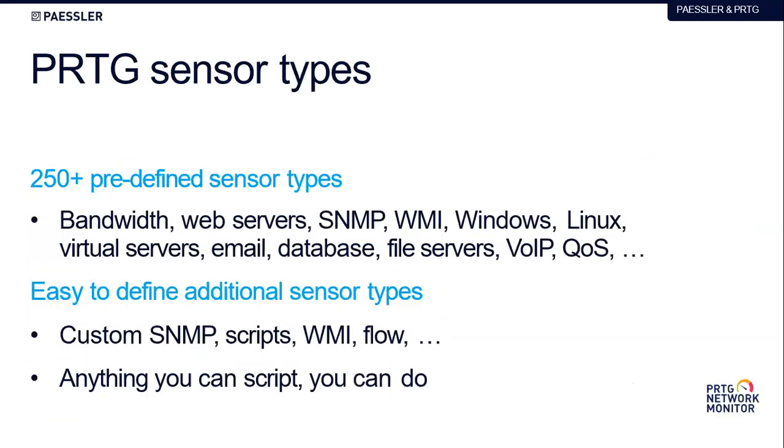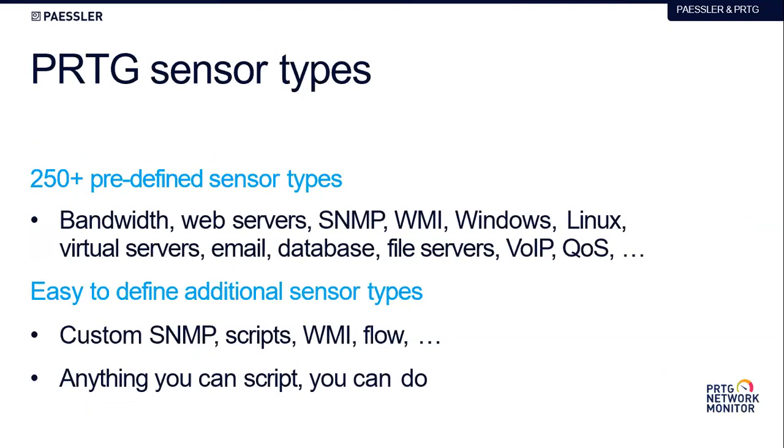So for PRTG, we actually cover over 250 predefined sensor types, including bandwidth, web server, SNMP, WMI, email, database, file server, and much more. Of course, if you want to define some additional sensor types, such as custom SNMP, scripting, WMI, and any script that you have customized, you can include it in PRTG as well, so that we will base on your scripting to do the monitoring for each of the devices or network devices.